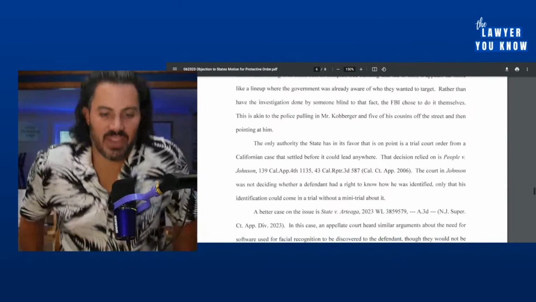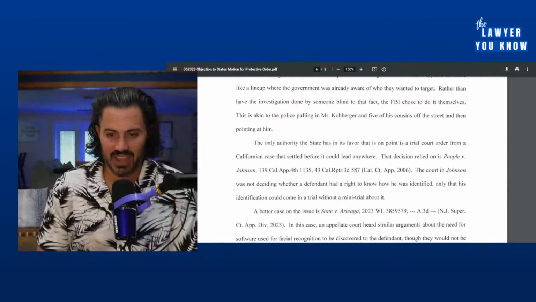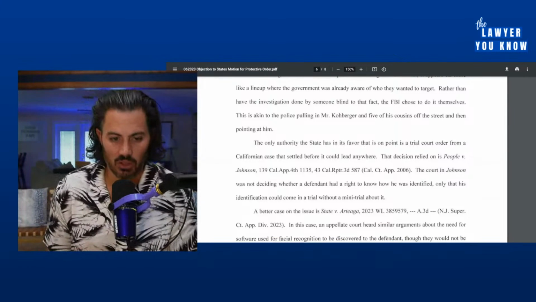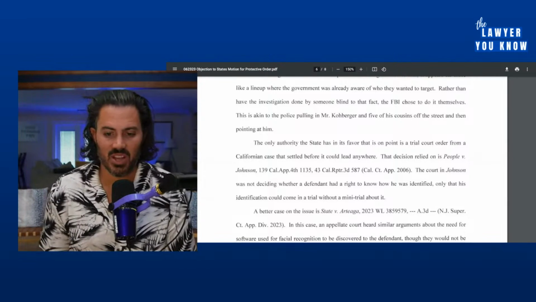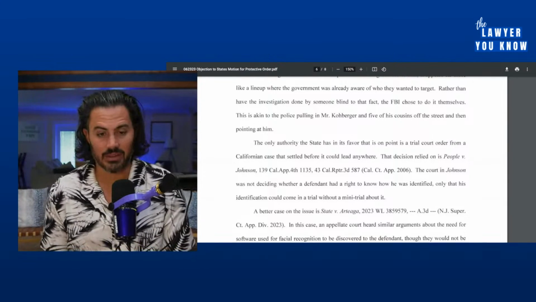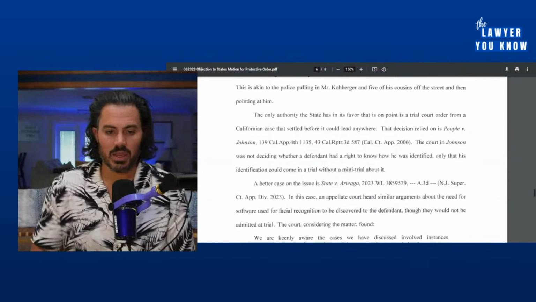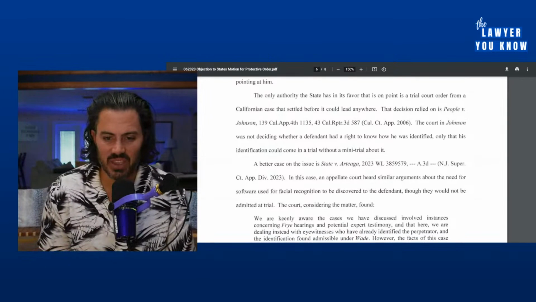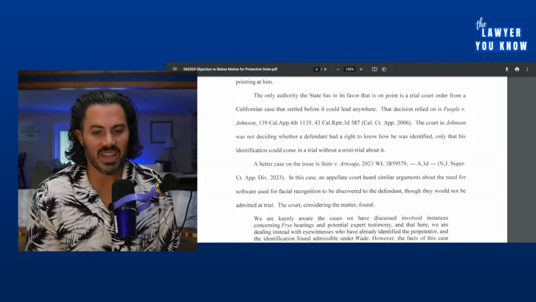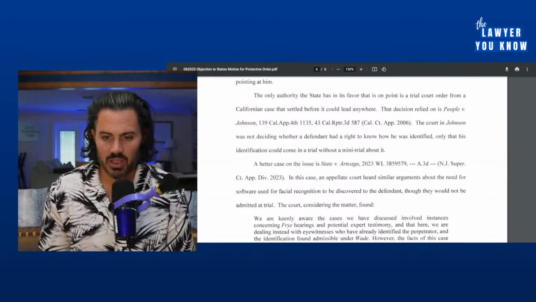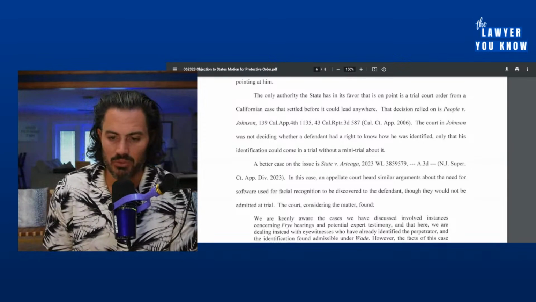Rather than have the investigation done by someone blind to that fact, the FBI chose to do it themselves. This is akin to the police pulling in Mr. Kohberger and 5 of his cousins off the street and then pointing at him. The only authority the state has in its favor that is on point is a trial court order from a California case that settled before it could lead anywhere. The decision relied on in People versus Johnson.